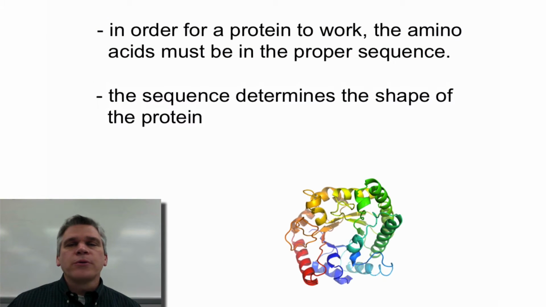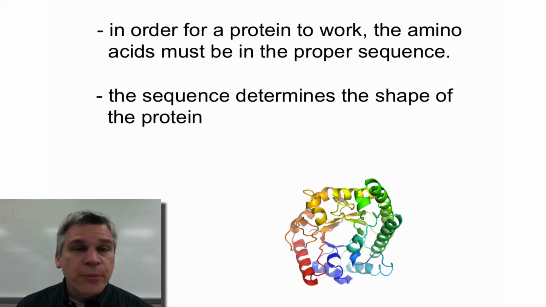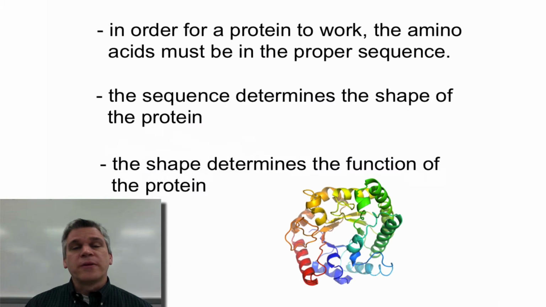But in order for a protein to work, the amino acids have to be in the proper sequence. And the sequence then determines the shape of the protein. So for as many different amino acids as there are, and how many different amino acids we can put together to make a polypeptide, and all the different polypeptides we can put together, there's quite a few different types of proteins that can be made. But not all of them are functional. They have to have a specific shape, and the sequence will determine their shape.